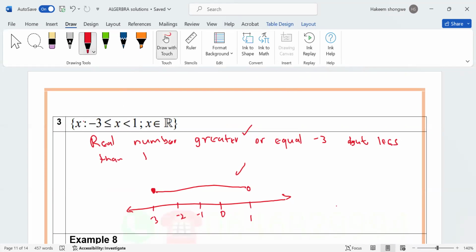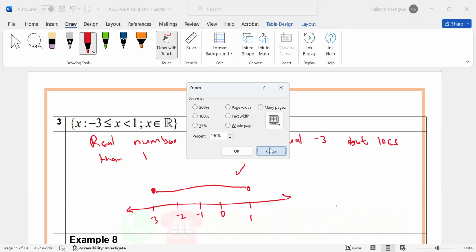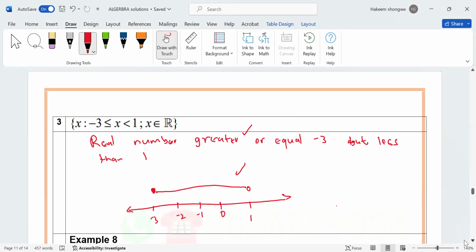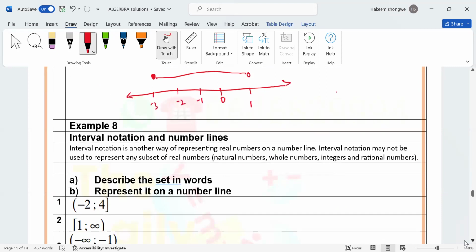This one, set-builder notation. Now, this one here is your number line. So you present it with a number line, this one. And then from there onwards, we have this other one, which is representing using interval notation. Look at this one then. What is the difference between interval notation and set-builder notation?